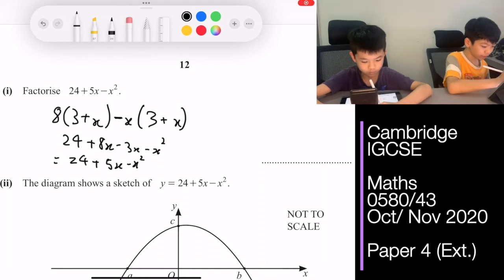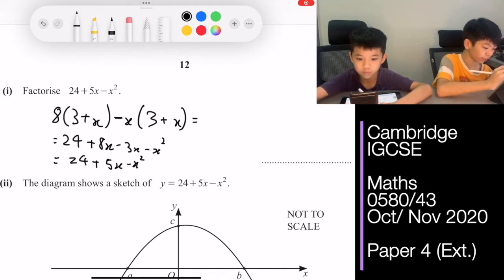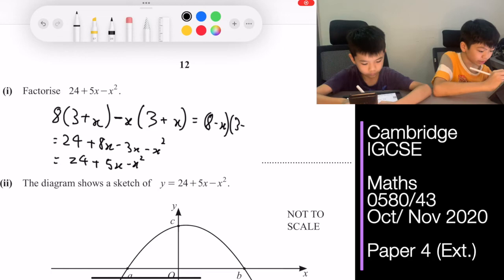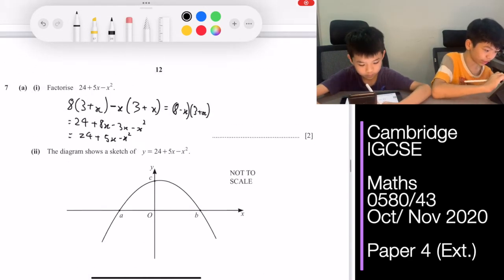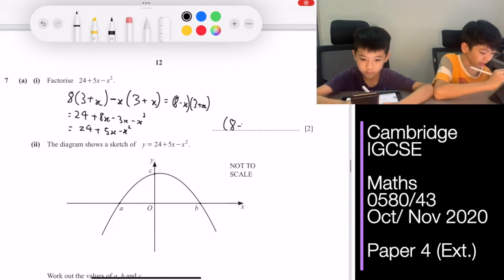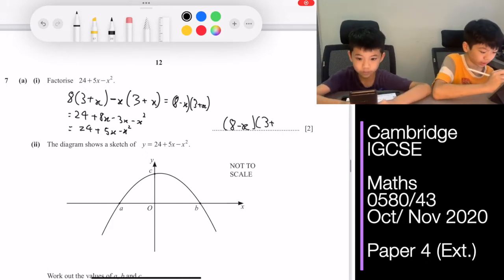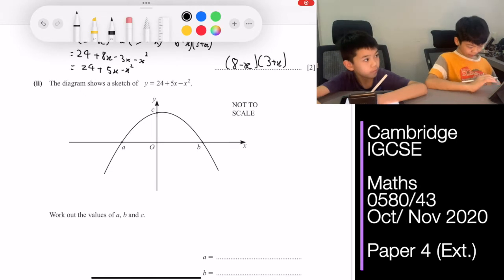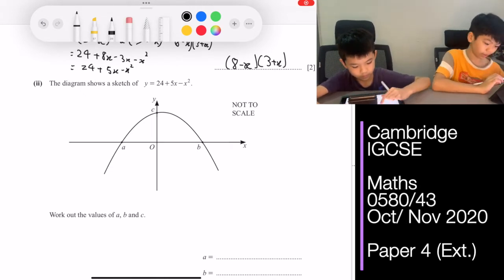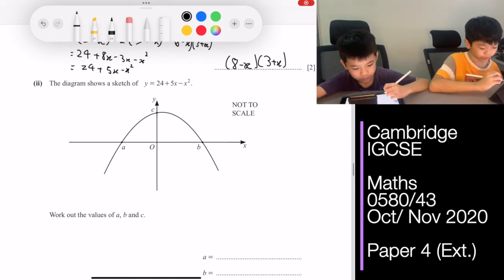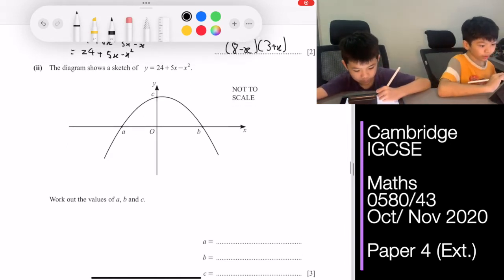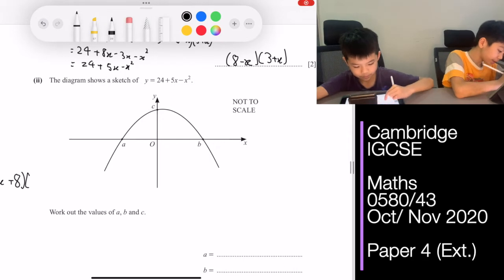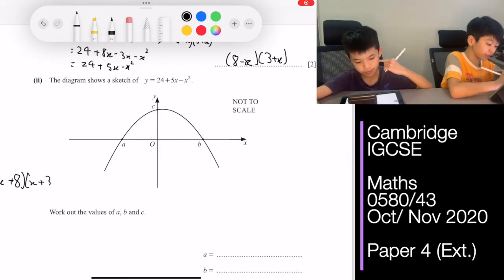So then you can just do that just to be safe. Then this will equal 8 minus x times 3 plus x. And then we've just gotten our double bracket. So 8 minus x and 3 plus x. Work out the values of A, B, and C. So A is over here, so it's negative x plus 8 times x plus 3.